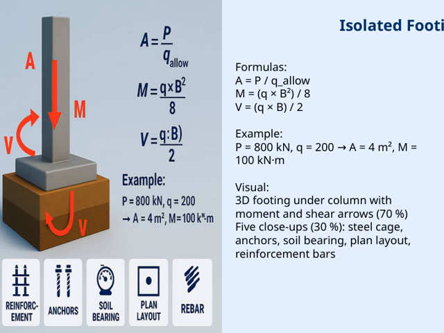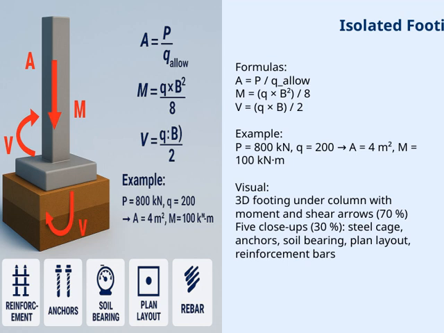Next, the moment M is calculated using the formula Q times B squared divided by 8. This helps us understand the bending moment that the footing must resist. Similarly, the shear V is found by multiplying Q by B and then dividing by 2. This gives us the shear force the footing must withstand.